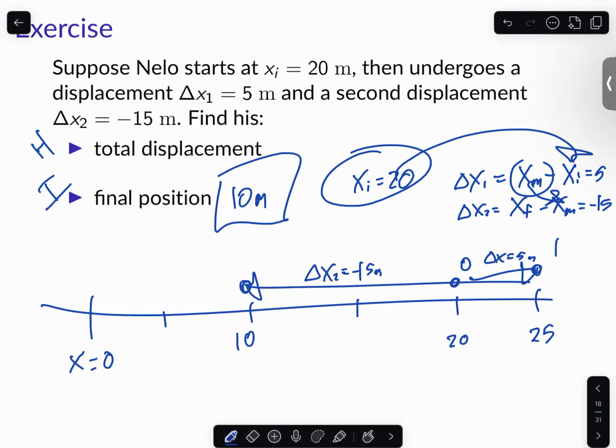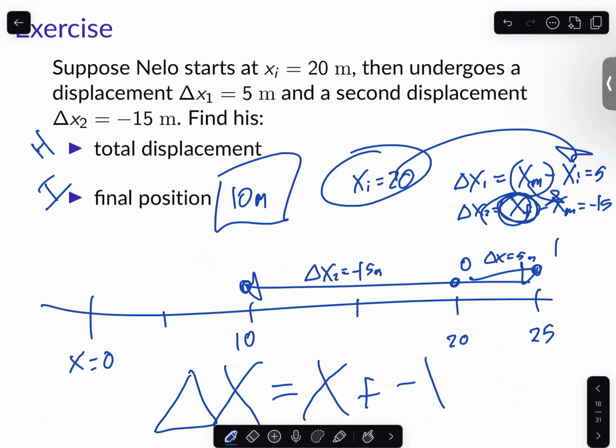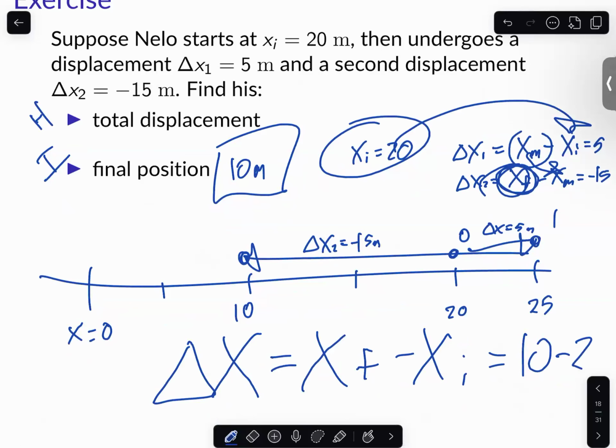I think it's easier to calculate the final position first. Let's say find xf. Okay. Now, total displacement. What's the total displacement? It's not 30. It's negative 10. How do you do displacement? Delta x equals final minus initial. Where does he end up? Where does he start? Bam, negative 10 meters. The answers for H and I should be negative 10 and positive 10, respectively.